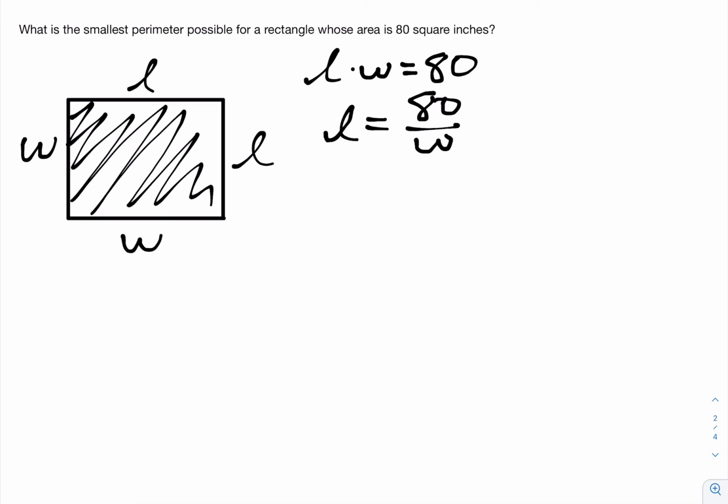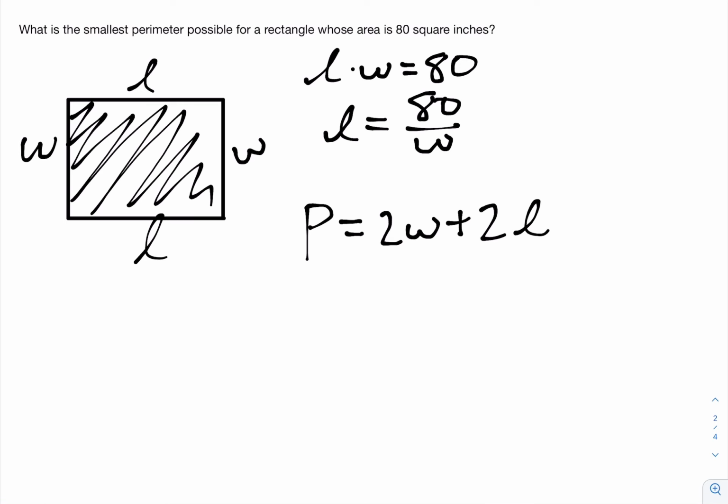Now, what we have to do now is take this equation, L equals 80 over W, and input it into our equation that we're trying to maximize. So in this case, we're trying to minimize the perimeter. Well, what is a perimeter? It's going to be length and length, width and width. The perimeter is going to be 2W's plus 2L's, right? Because we're really just adding all the outside lengths together.